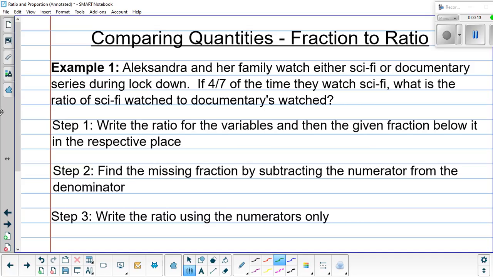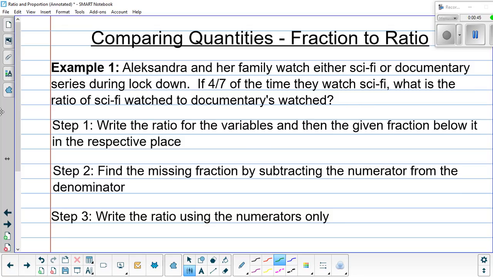Example 1. Alexandra and her family watch either sci-fi or documentary series during lockdown. We've all been there. If 4/7 of the time they watch sci-fi, what is the ratio of sci-fi watched to documentaries watched? So, this time they're being a little bit tricky with the information they're giving us. So write the ratio up for the variables and then the given fraction below it in the respective place.